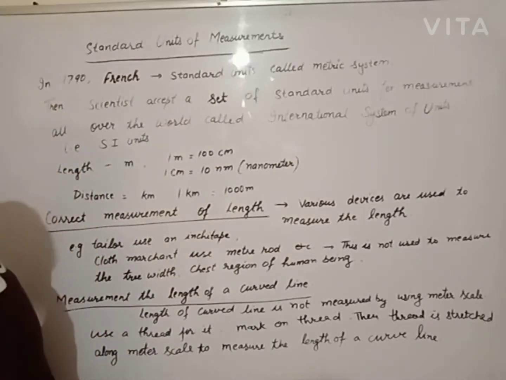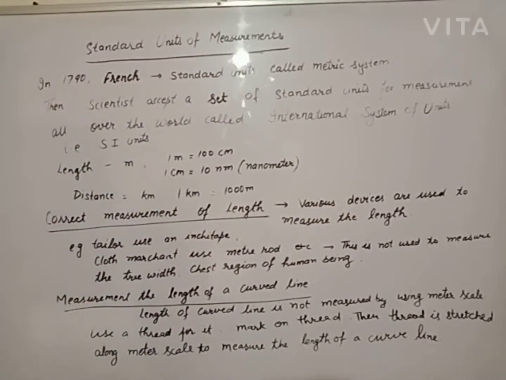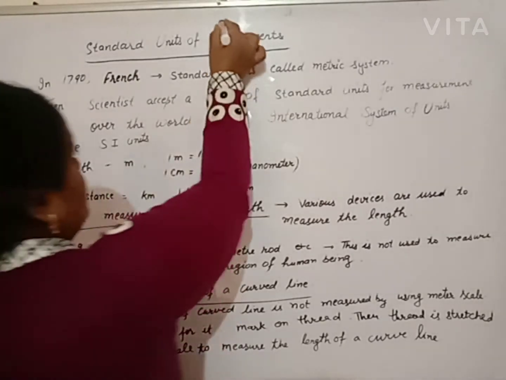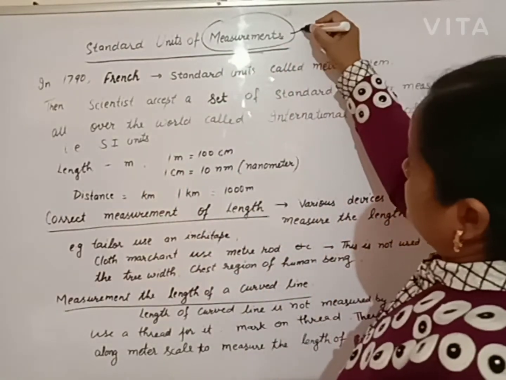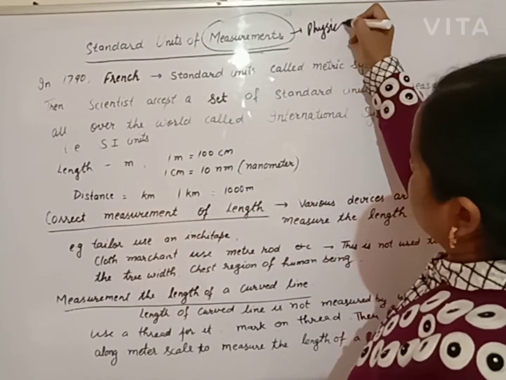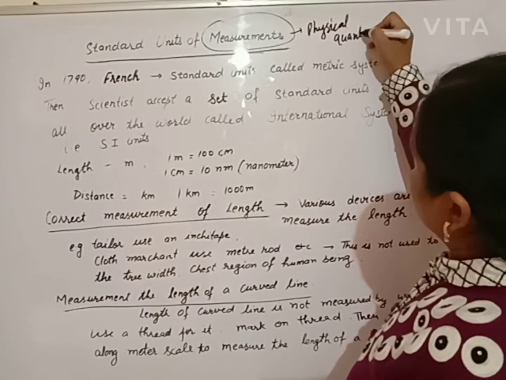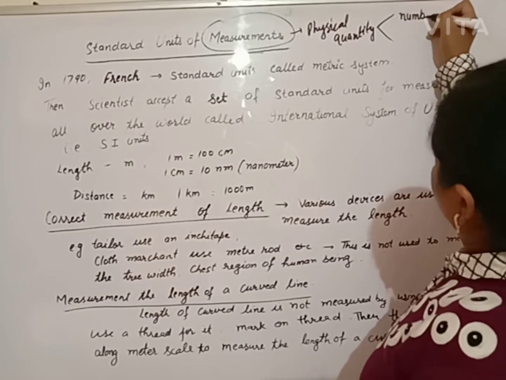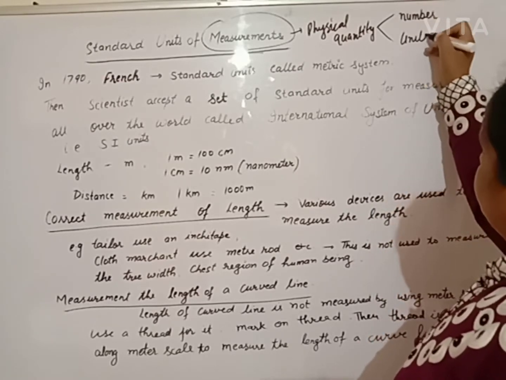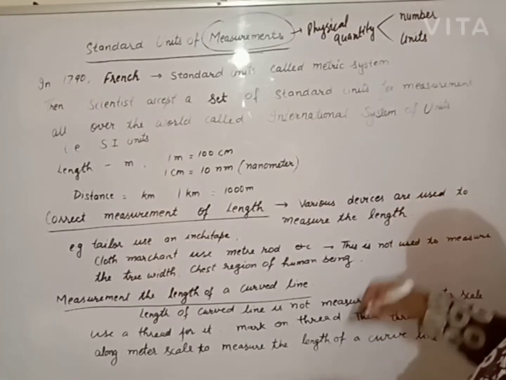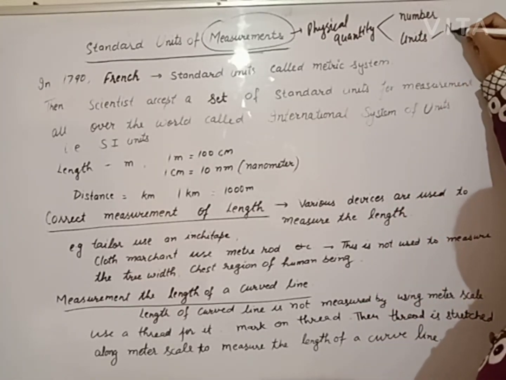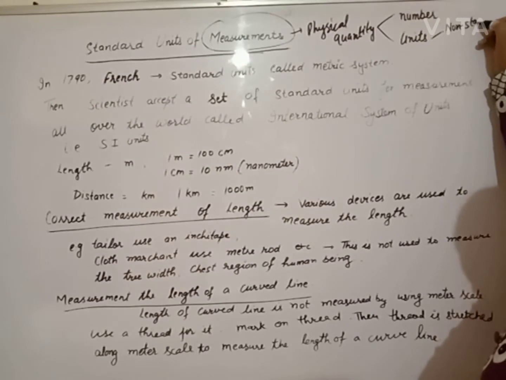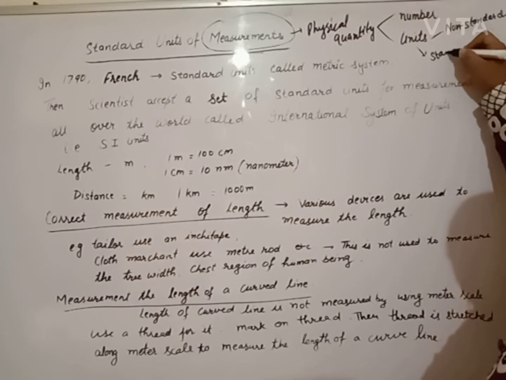In our last video we discussed measurement. Measurement consists of physical quantities. This physical quantity consists of two parts. First part is number and another part is units. We have two types of units. First one, non-standardized unit, and the other one, standardized unit.